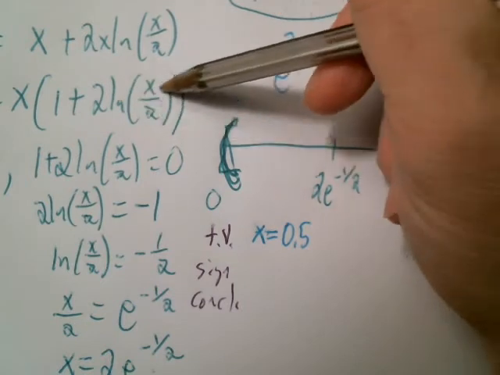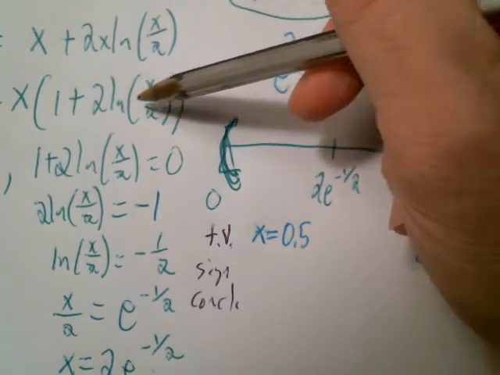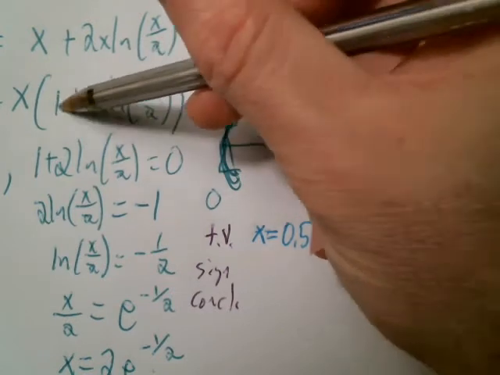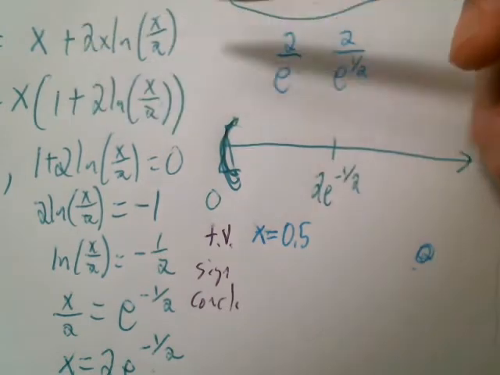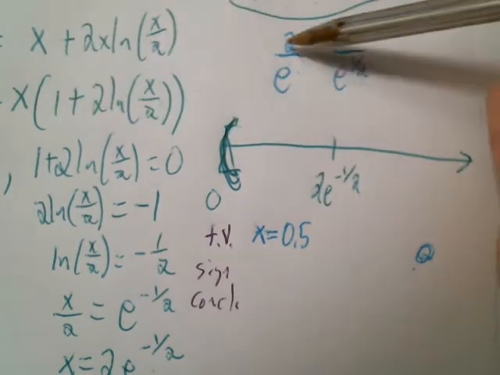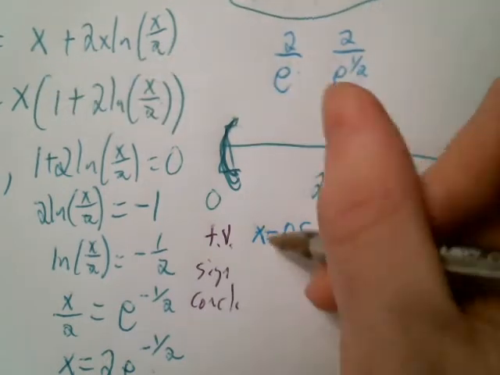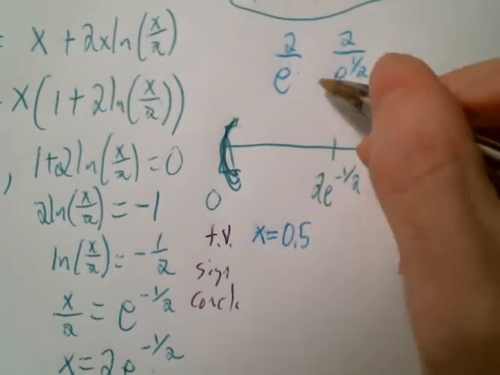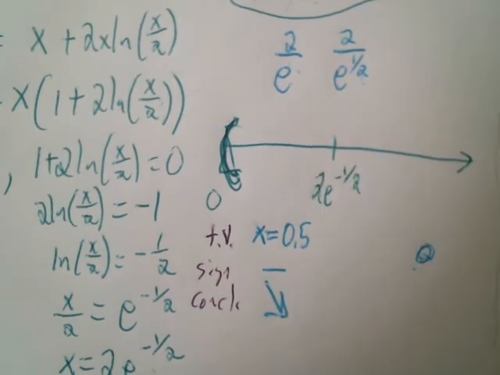The ln of 1 over e is the same as the ln of e to the negative 1, and then that'll just be negative 1. So it'll be 1 plus negative 2, which will be negative, and you're plugging in something positive on the outside, 2 over e, and for x, right? So you get a positive times a negative, and at the end of the day it should be a negative, so it's going down here.